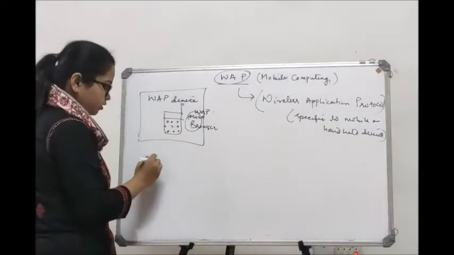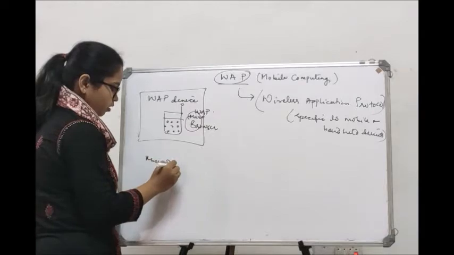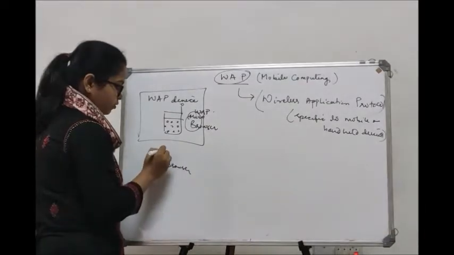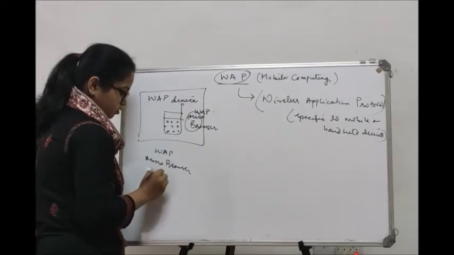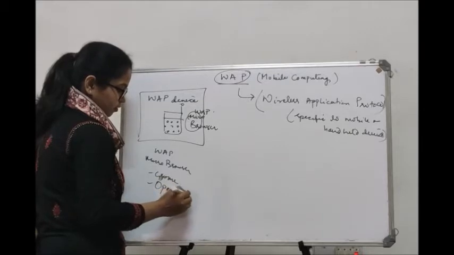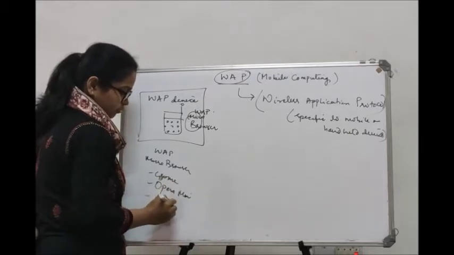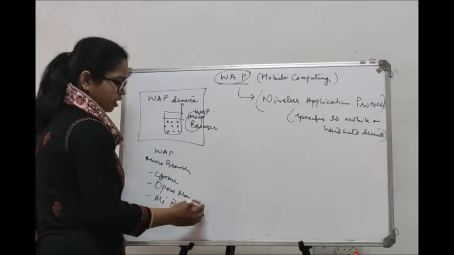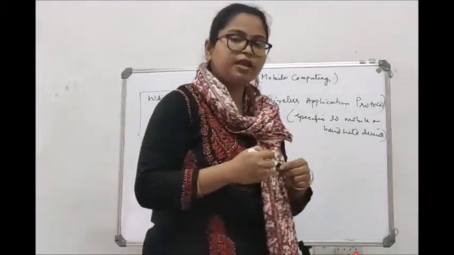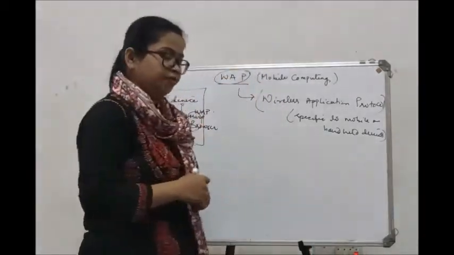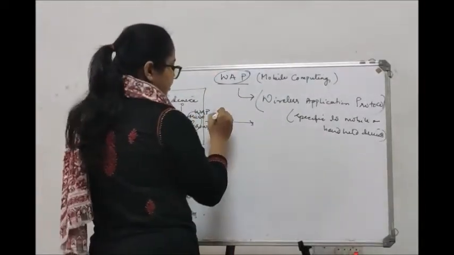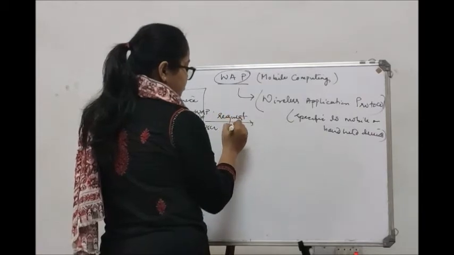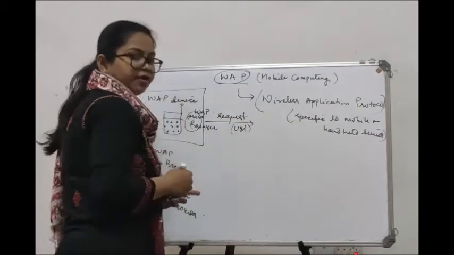What are the types of micro browser? WAP micro browser, Chrome, Opera Mini, MI browser. There are plenty, lots. In every mobile there must be a micro browser. Through that micro browser, a request or a URL is sent. Request, request URL, Uniform Resource Locator.